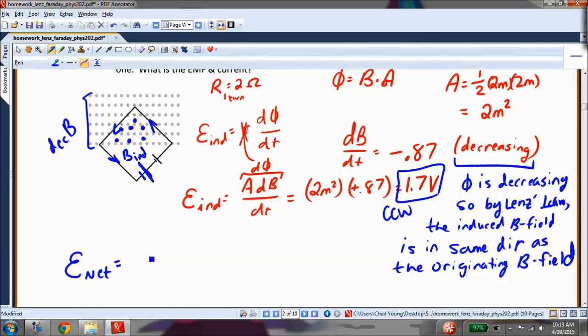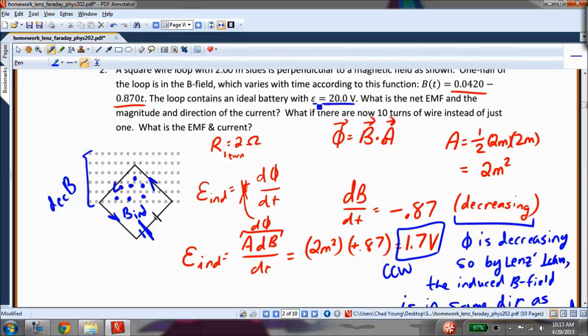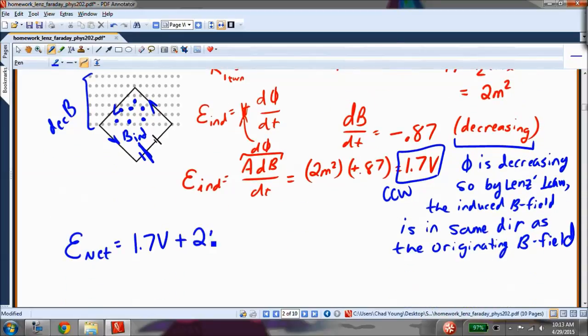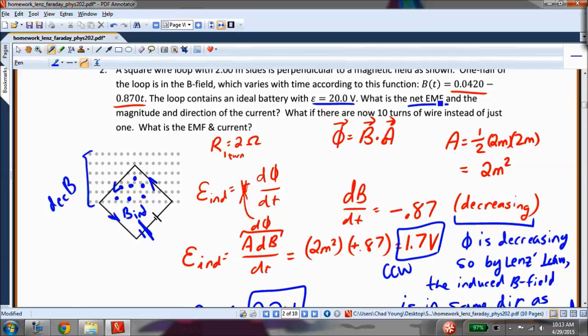I have the induced EMF, which is 1.7 volts, in the same direction as the other EMF, which is 20 volts. So my net EMF is going to be 22 volts, 21.7 or 22 volts. All right, so that's the first part of the question. What is the net EMF? That's 22 volts. Now let's find the magnitude and direction of the current.